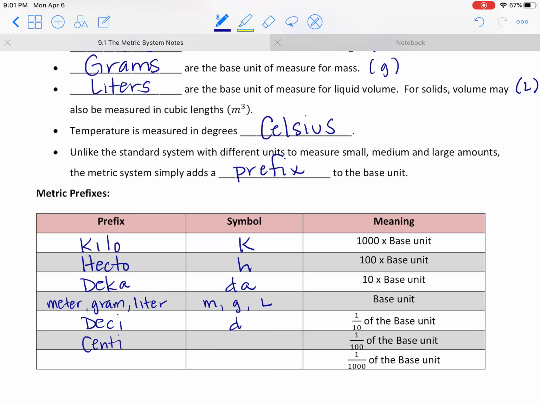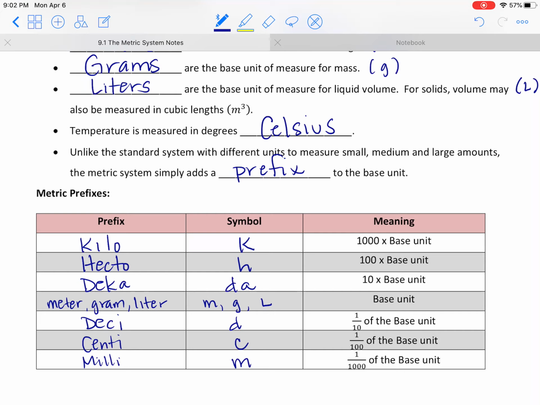Okay, if we had 1/100th of, let's say, a meter, then we would have a centi in front of it, centimeter. Centi could again go in front of liter or gram too, centigram. It is going to be a C, so that would be 1/100th of your base.